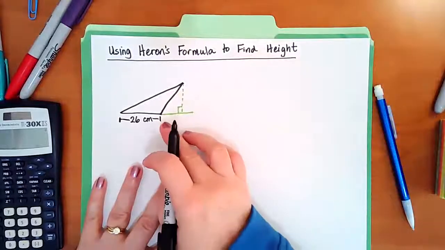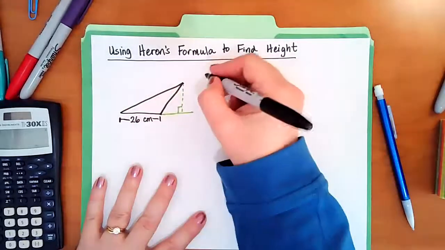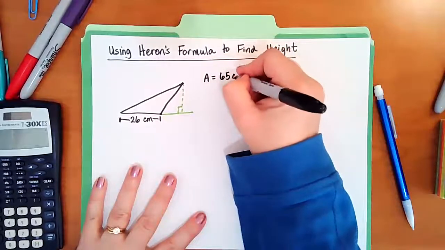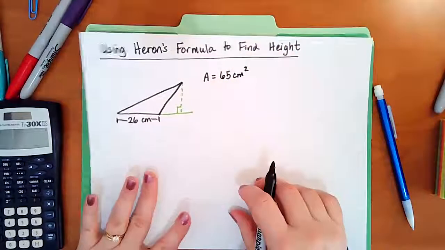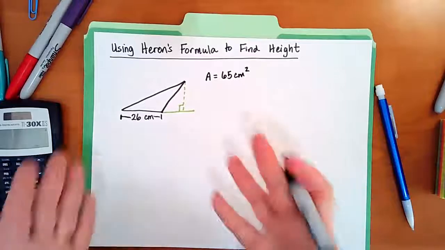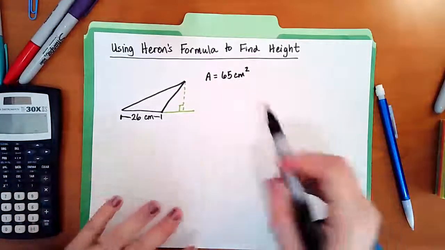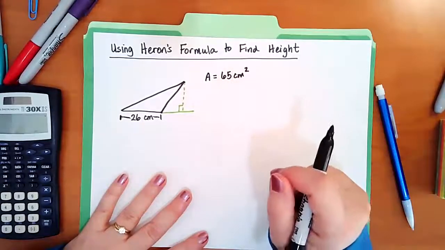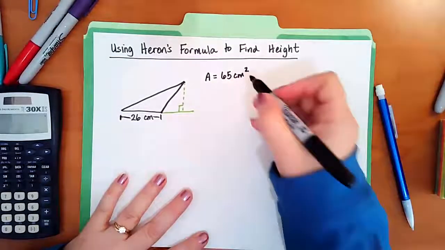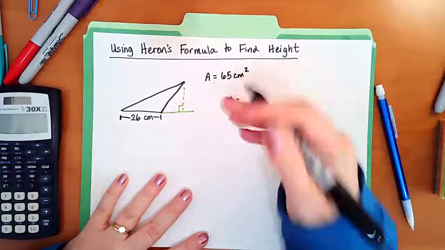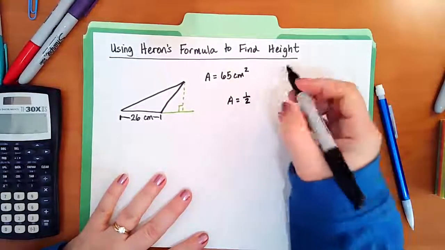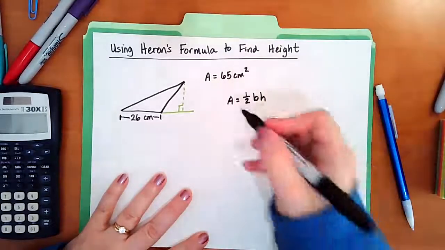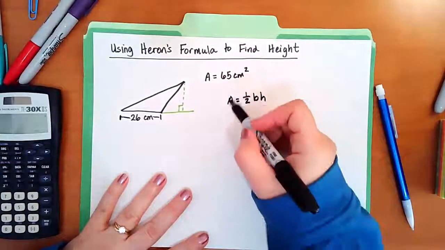And I'm telling you that if we had all of this information, we would figure out that the area of this triangle was 65 square centimeters. You can't figure it out because I didn't tell you everything that you needed to, but just pretend it's 65 square centimeters. So now we're going to use this information to determine what the height of our triangle is. You know that the normal equation for the area of a triangle is 1/2 base times height. And so we're just going to fill in the information that we know.